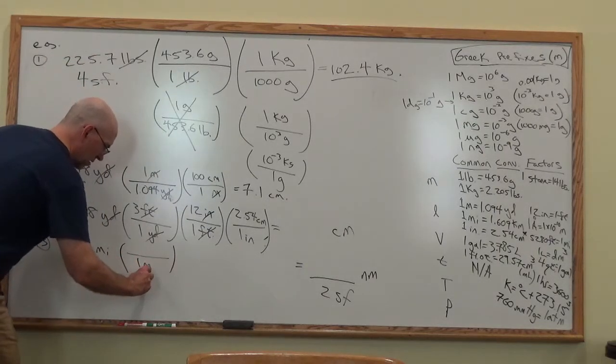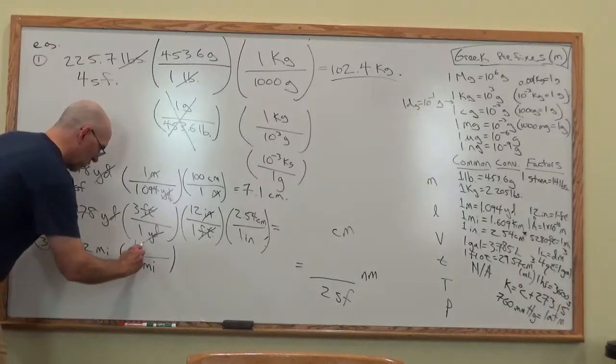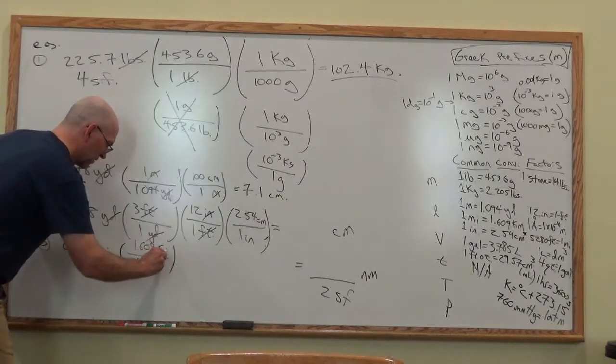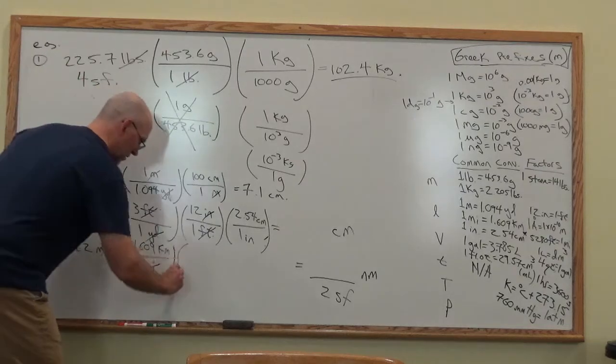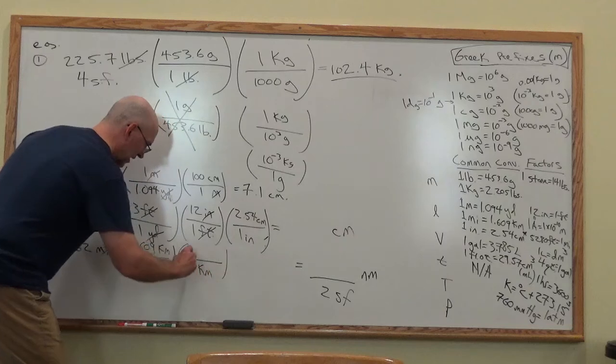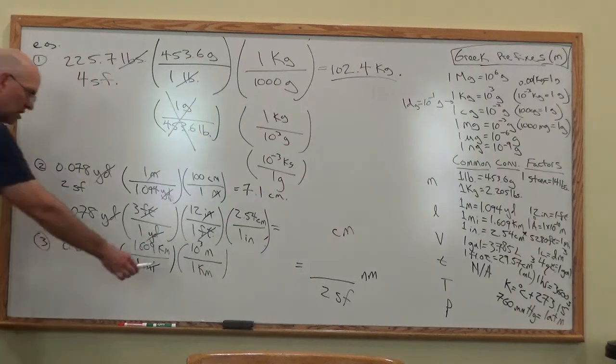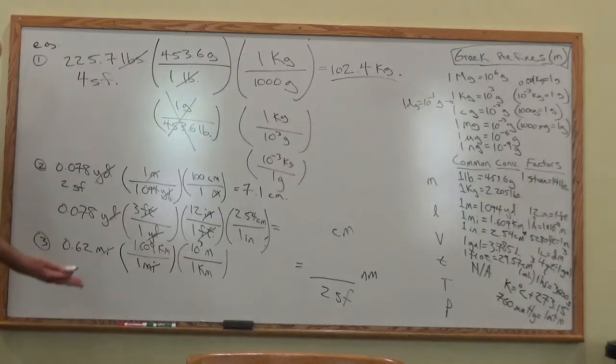So 1 mile, let's make sure I get it right this time. 1 mile is 1.609 kilometers. And we know that 1 kilometer is 10 to the 3rd meters, or a kilometer is 1,000 meters, if you want to write 1,000 instead of 10 to the 3rd.